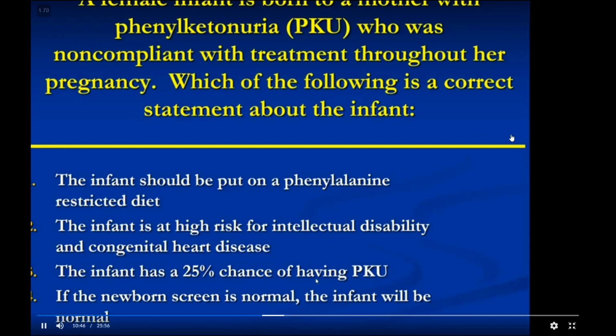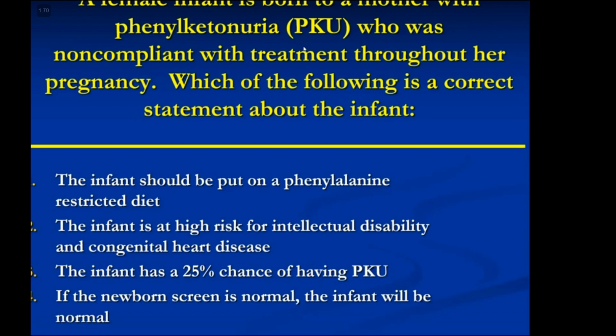Number 3, the infant has a 25% chance of having PKU. That's if it's a recessive condition, but in this case, most of the time you'll have a 0%. And if your partner carries PKU, you have a 50% chance. If the dad has PKU, you have a 100% chance, but you definitely don't have a 25% chance.